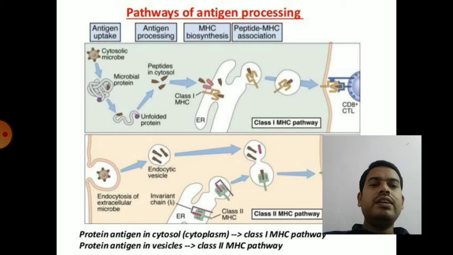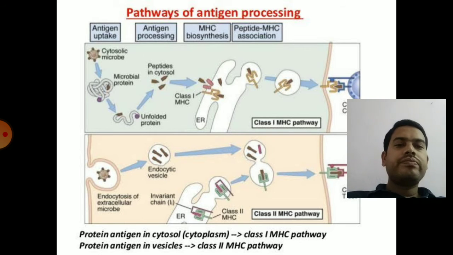So you can clearly see the pathways, how the entered antigens are processed and presented by class 1 and class 2 MHC molecules. You can clearly see class 1 MHC molecule will process endogenous antigens by the cytosolic pathway. So endogenous antigens that entered into the cell, like microbial proteins, enter into the endoplasmic reticulum.